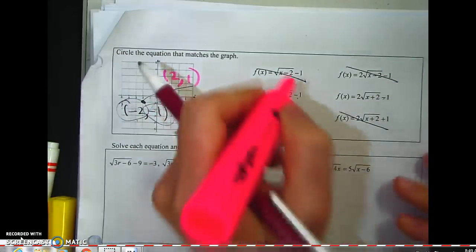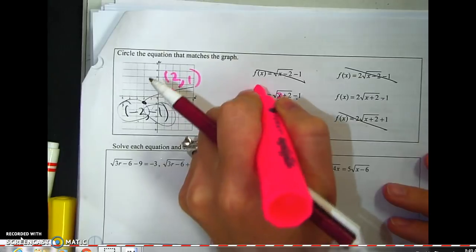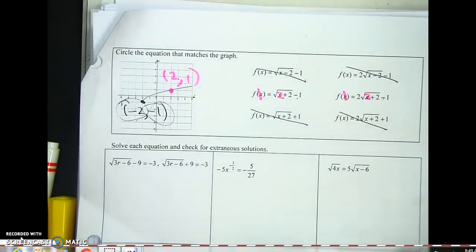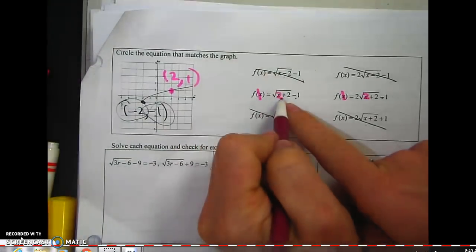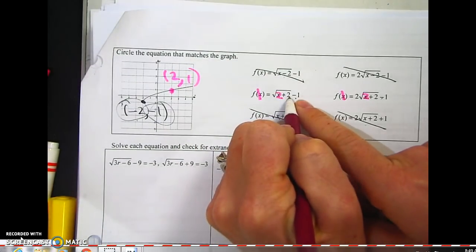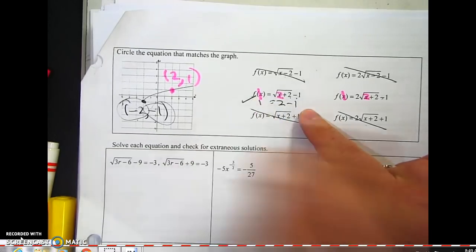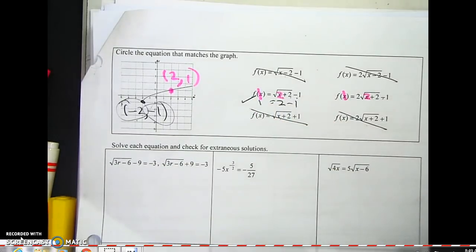And what I'm going to do is put 2 in for x, and 1 in for y. 2 in for x, and 1 in for y. And I'm going to simplify and see if it works. So 2 plus 2 is 4. The square root of 4 is 2. 2 minus 1, does that equal 1? It does.